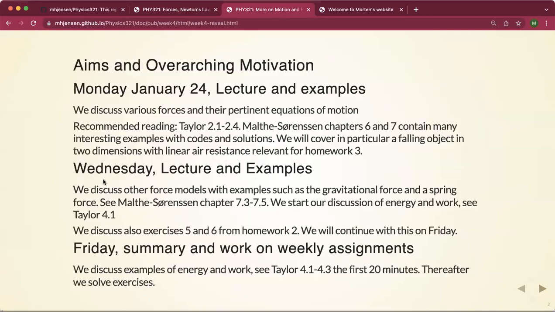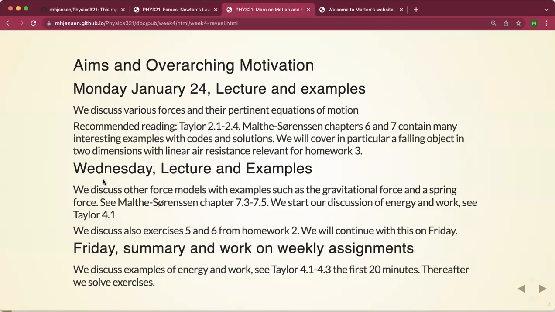So when we look at the topics for this week, we are going to look at the various forces and types of problems. You will always see the recommended reading. We are following Taylor's textbook pretty closely, so you will find many of the homeworks and many of the things we discussed during the lectures explained pretty well and in depth in Taylor's textbook.